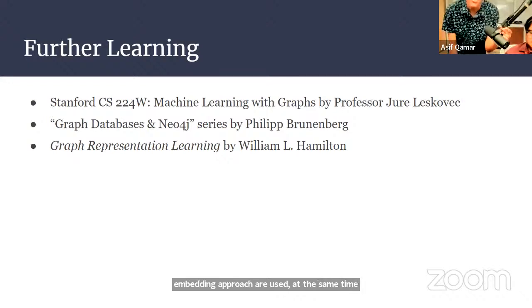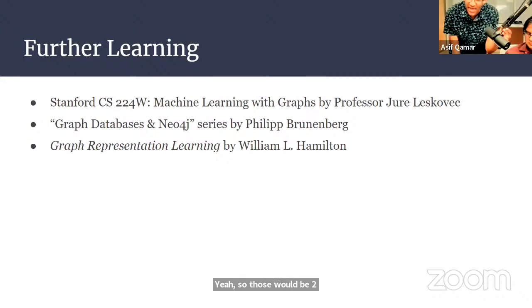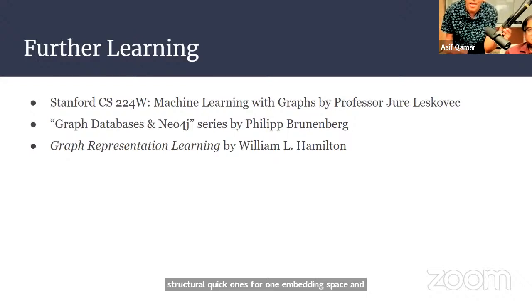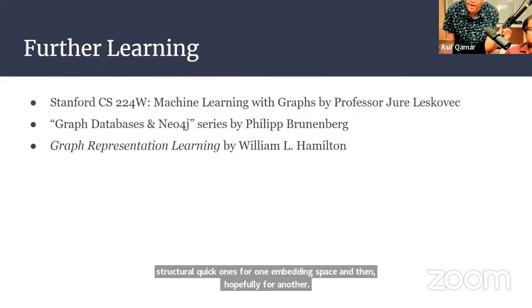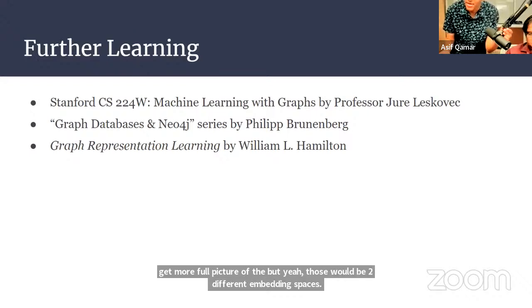Okay. So I guess what you're saying is that we use two different embedding strategies at the same time. Is that right? Yes. So those would be two different embedding spaces. You could focus on structural equivalence for one embedding space and then homophily for another. That would allow you to get a more full picture of the graph. But those would be two different embedding spaces. You wouldn't be able to combine that information.